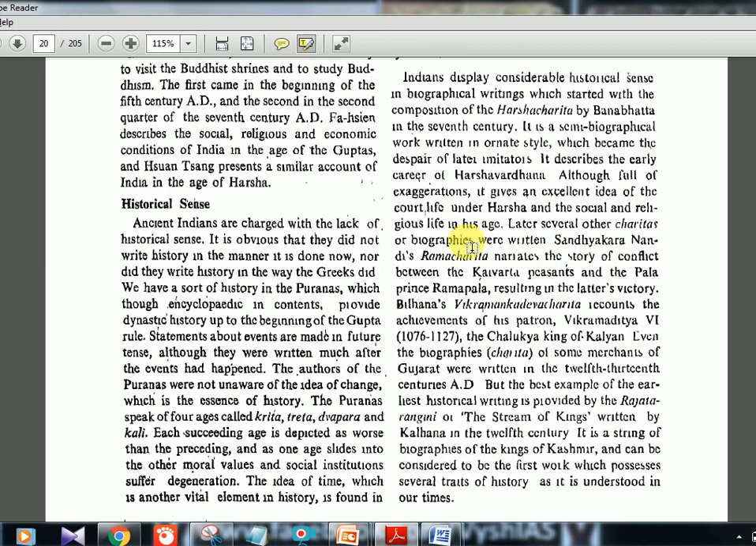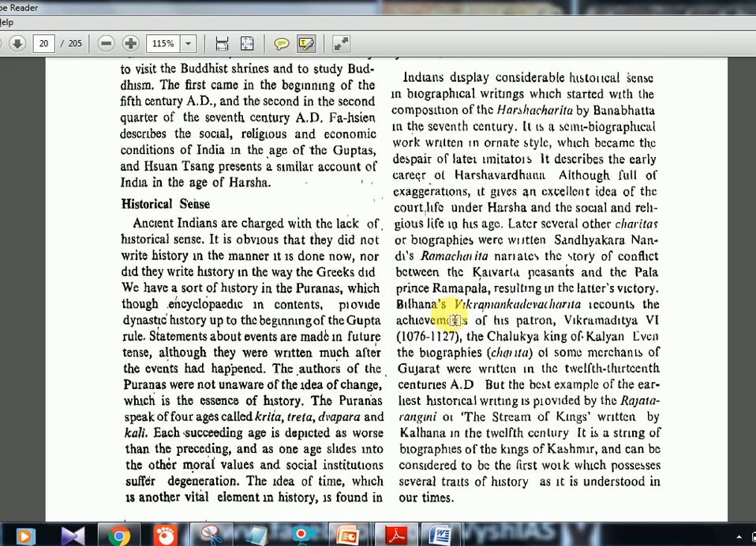I'll also show you a sample MCQ after this. So Ramacharita is by Sandhyakara Nandi, and what is it dealing with? It is dealing with a conflict between some peasants and a king. The king is actually a Pala prince. Pala means the Bengal region at that time. So Rampala was the king of the Pala kingdom versus some peasants. Just remember the king versus peasants in the Pala kingdom, that is in Ramacharita, by Sandhyakara Nandi.